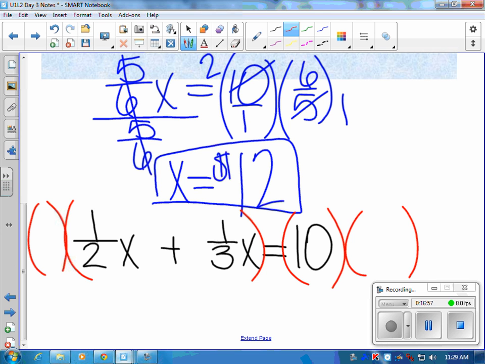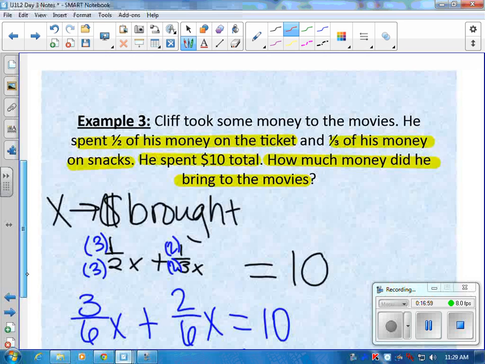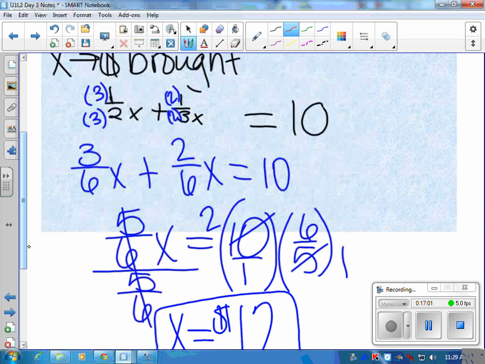Think about what we did in the other method. But think about what we did here. What one number can I multiply the entire thing by, Seth? Let's try it and see what happens.